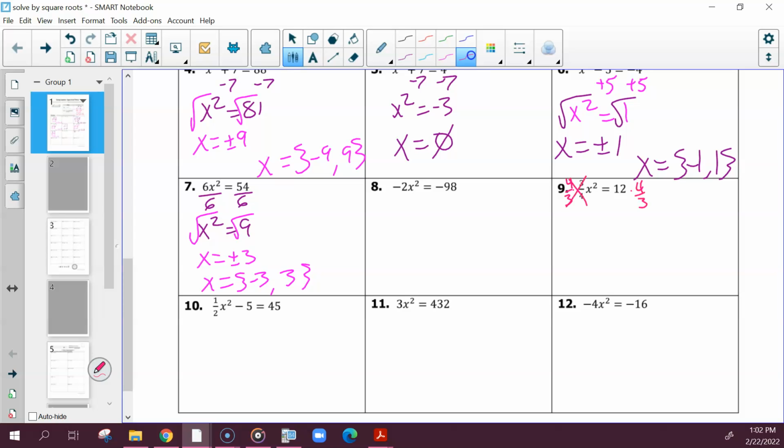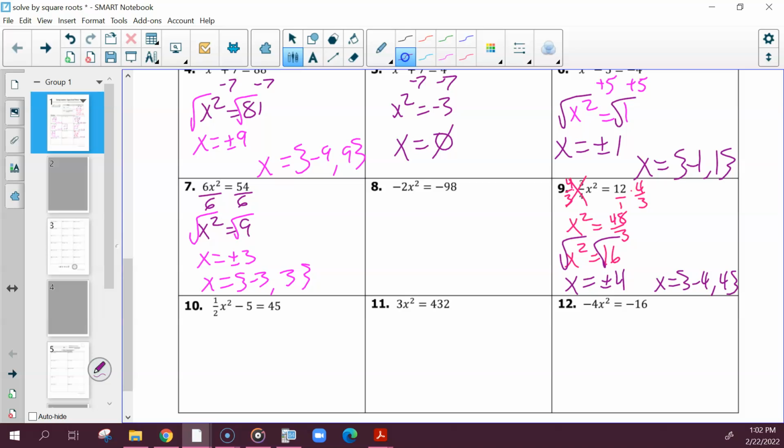So those would cancel, just leaving x squared. On this side, I have 12 times 4 is 48 over 3. 48 over 3 is 16. So now we're back to having a perfect square, where we can take the square root of both sides, and we get x equals plus or minus 4, x equals negative 4 and positive 4.